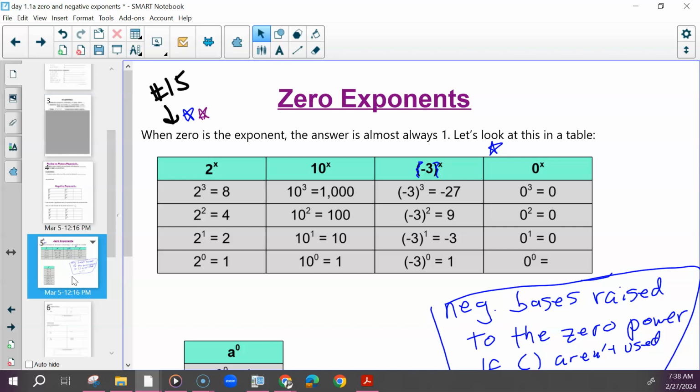Okay, so we talked about classifying polynomials, how to classify them by degree and number of terms yesterday, and also we talked about negative exponents, how to change something with a negative exponent to a positive. Now we're going to talk about zero exponents, and then you'll have some time to practice this. So, in general, when 0 is an exponent, the answer is almost always 1. So I'm going to show you some examples when this is not the case.